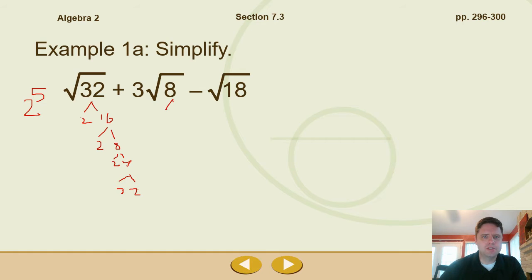What about this 8 right here? Well, we just realized from the previous thing we did, that's 2 and 4, and this would be 2 and 2. So that's 1, 2, 3. So we could rewrite that as 2 to the 3rd.